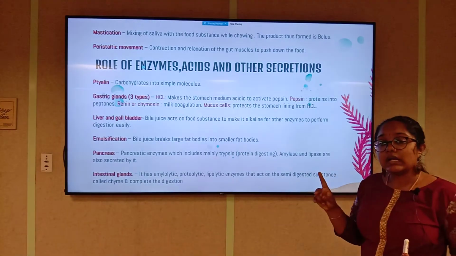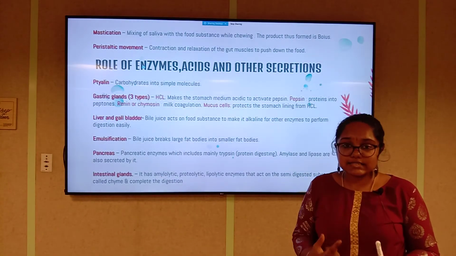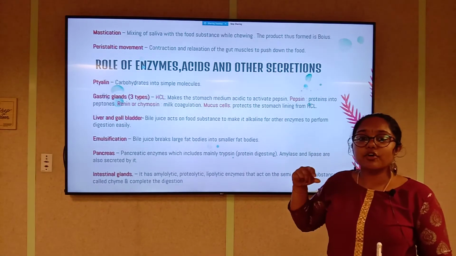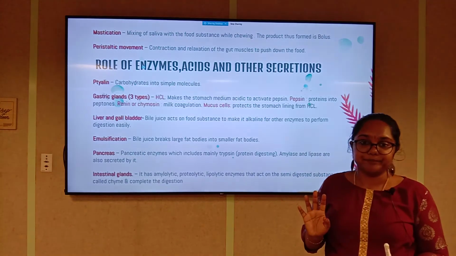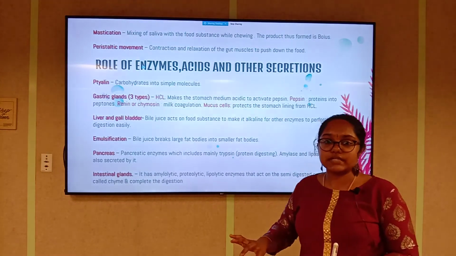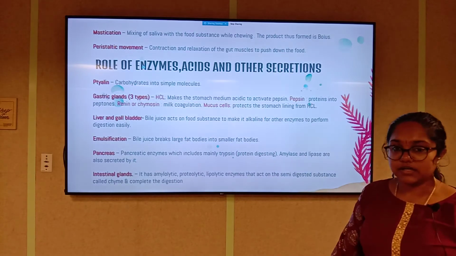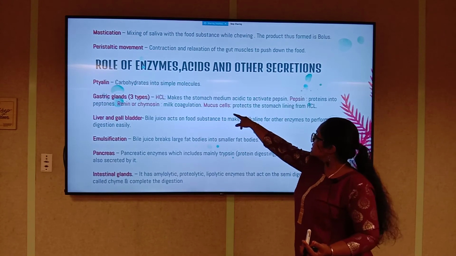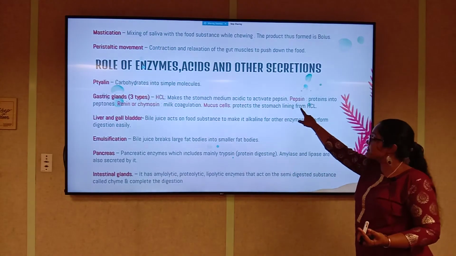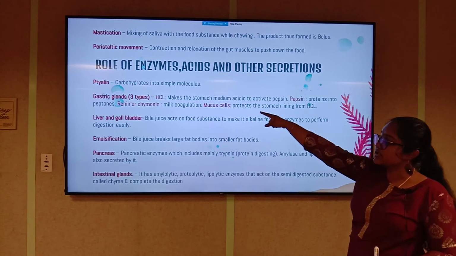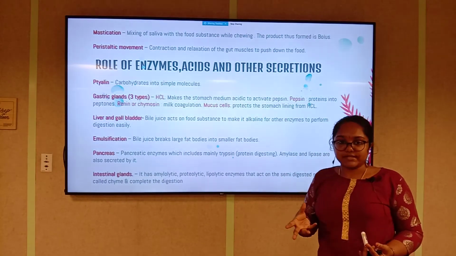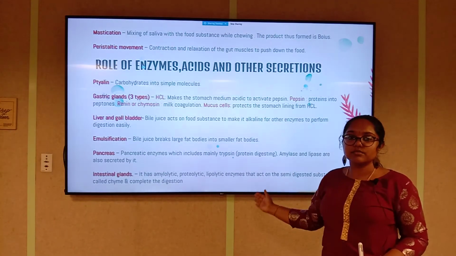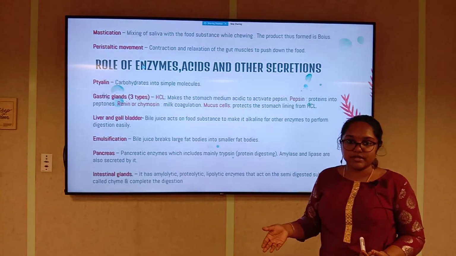Unless the medium of the stomach is acidic, the enzyme called pepsin cannot react on the protein substances to break them. So if the pepsin has to be activated, the HCl must be present in the stomach. Clear? And what is the work of pepsin? Its work is to break proteins into peptones. Proteins are complex structures. Peptones are simpler structures. It further gets broken down as it moves towards the other parts of the alimentary canal.